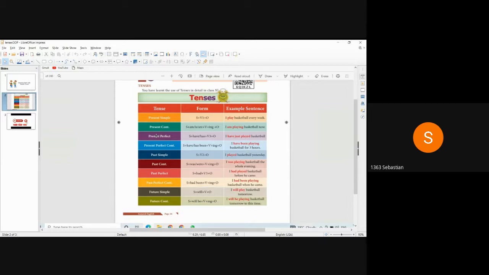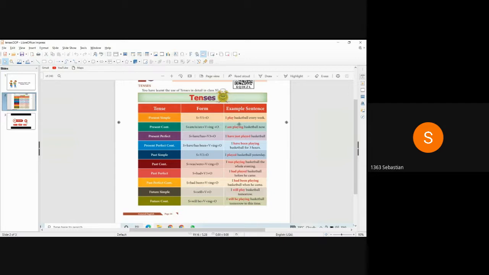Present simple or simple present tense. The form of simple present tense is S plus V1 plus O: subject plus present form of the verb plus object. Example: I play basketball every week.